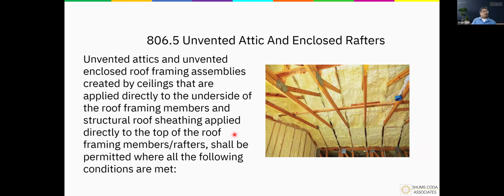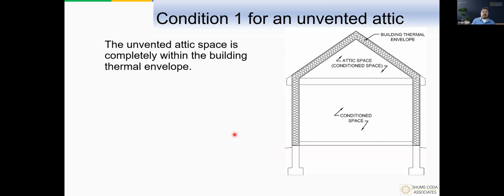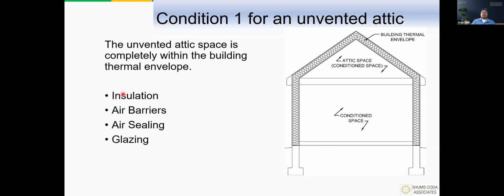And I know we're getting close in the hour here, so I'm going to move through them quickly, but feel free to raise any questions that you have. So first condition is that the unvented space is completely within the building thermal envelope. So we see that full continuity included in that area. This is our insulation, air barriers, air sealing, glazing, right?